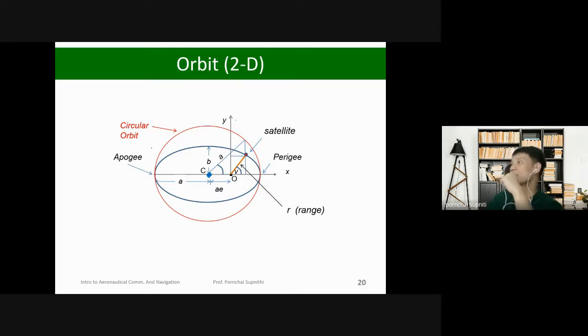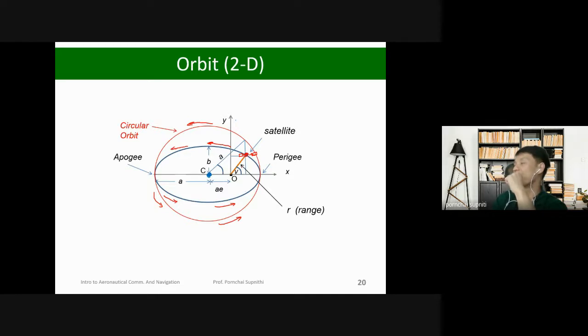So this is a satellite. If it travels with a circular orbit, it will travel along this line, the red line. This is a circular orbit. But in fact, it travels along an elliptical orbit, along this line instead.